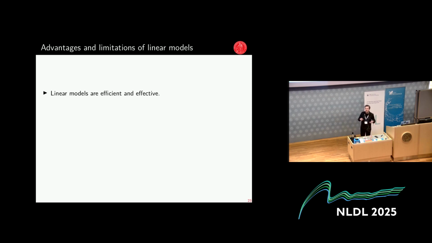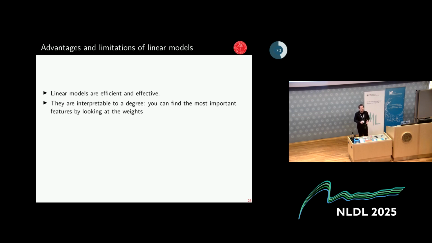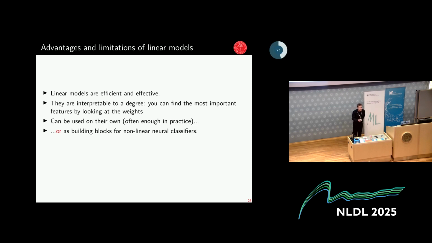They're great, they're efficient, they're effective, they are easy to interpret. So we have already heard today about interpretability and explainability. Linear models are great in that it's really easy to interpret them because you can usually find the most important features by simply looking at the weights, right? So you can really look at the parameters of the model and find which features are most important or why the model made this decision to some extent.